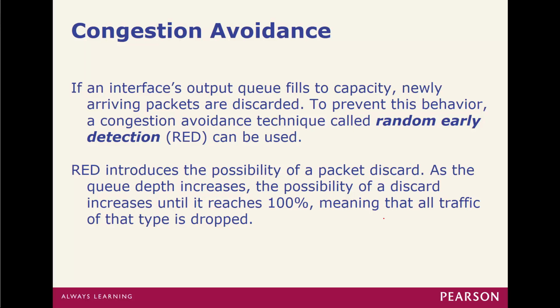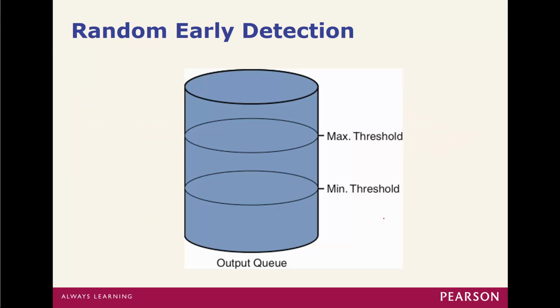For congestion avoidance, we could use a technique called random early detection, which introduces the possibility of a packet discard as queues start increasing. Essentially, as links start getting overloaded, we can start discarding packets. We set a threshold for a minimum and a maximum, and if anything is hitting that maximum threshold, we can start dropping packets as needed.